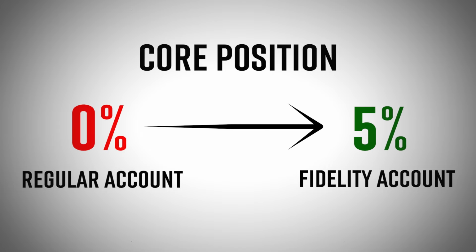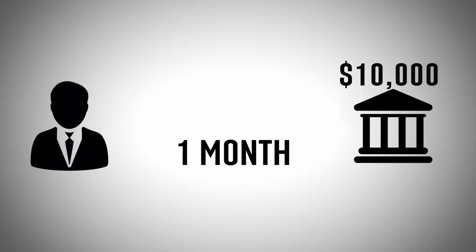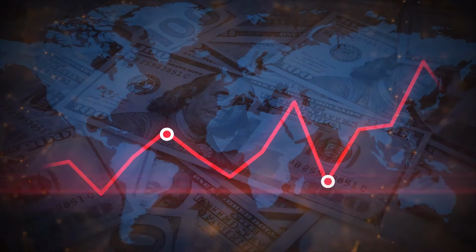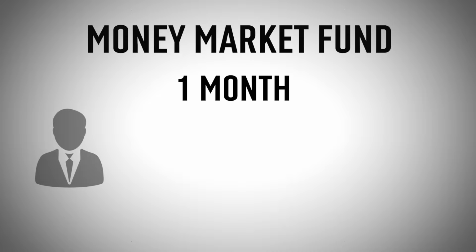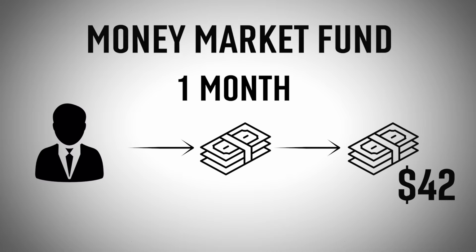In fact, consider the difference between two investment accounts: one with a core position earning no interest at all, and one with a money market fund that earns you 5% interest. Say you just sold some stock and have $10,000 sitting in the core position of your account for a full month. With one account, you would have earned no extra money, meaning that inflation is theoretically eating away the value of your purchasing power. But if it were a money market fund, the cash you have sitting would have generated you an extra $42.